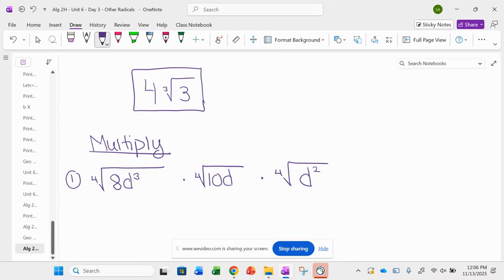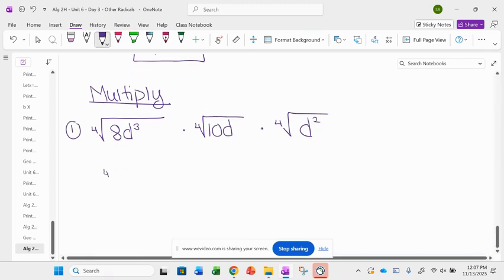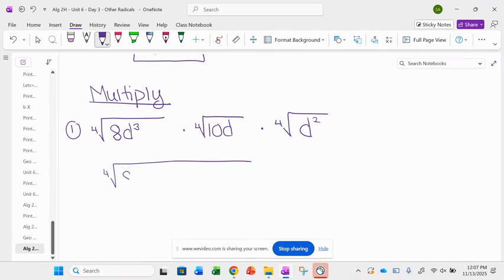Now, when we're multiplying, the only rule you need is that they have the same index. If it's not the same index, you cannot multiply them. But as long as it is the same index, you can always multiply. So we multiply our coefficients, but are there any coefficients here? No. So then we just multiply our radicands. And I'm going to leave this as 8 times 10 times d to the 3 plus 1 is 4 plus 2 is 6.